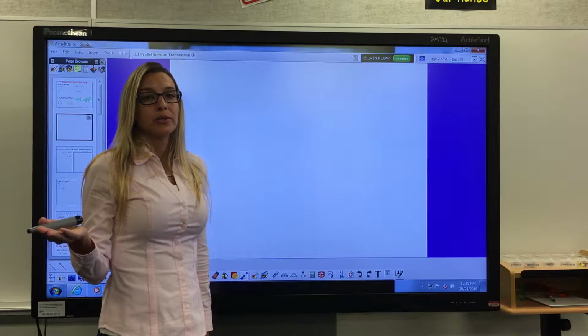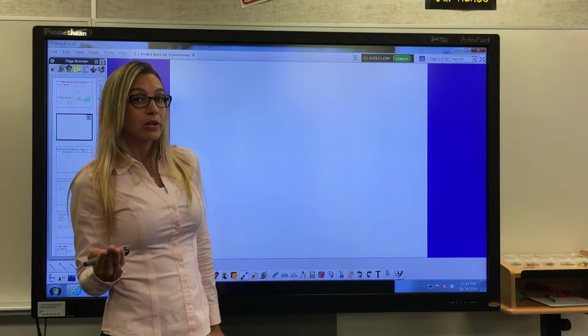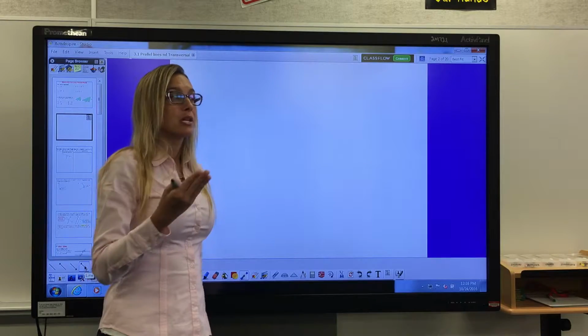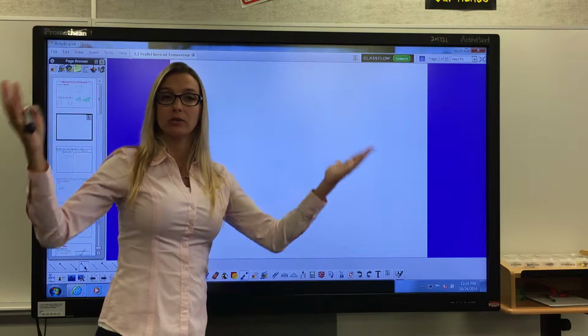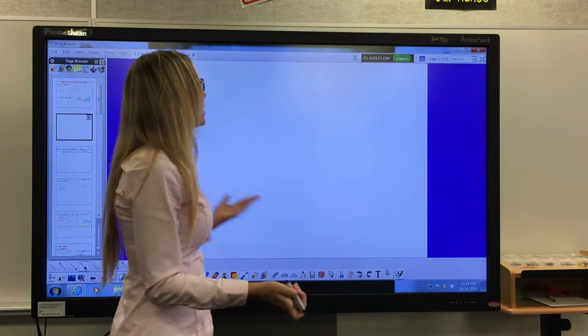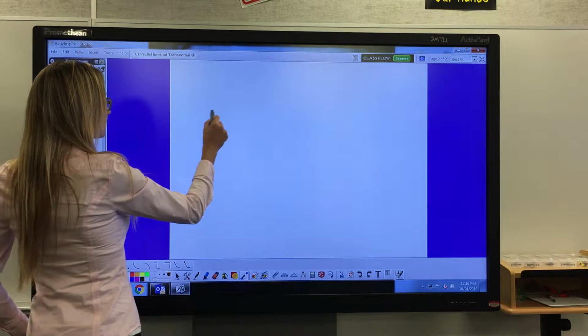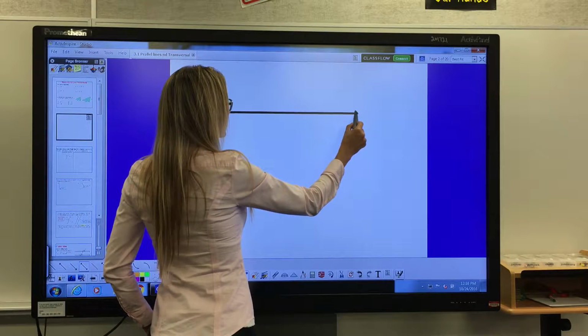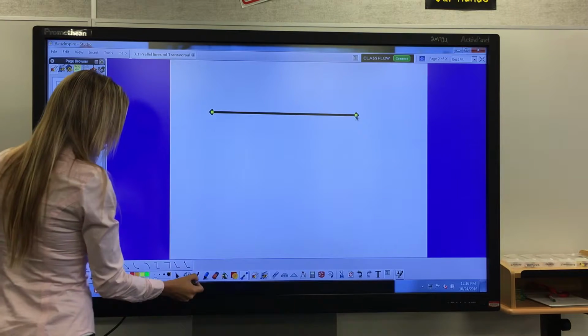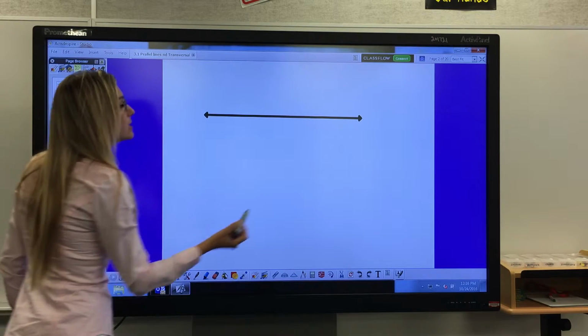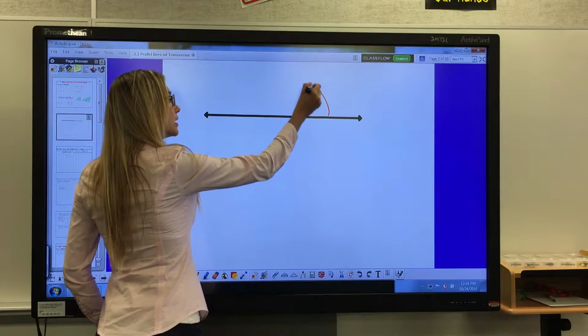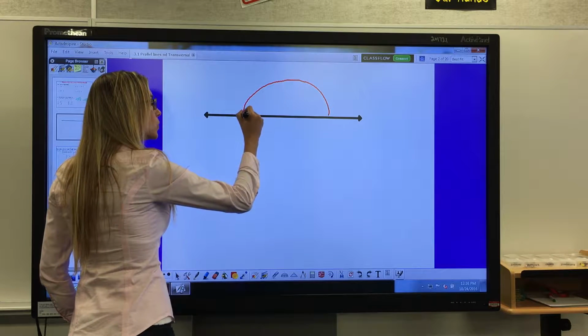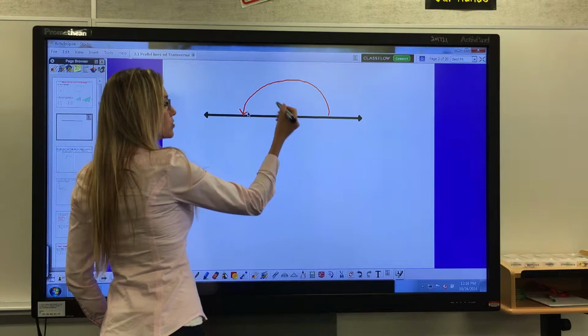talks about parallel lines and about angles of triangles, rectangles, and a lot of stuff that has to do with angles. Let's start with straight line. Straight line has 180 degrees in it, which means from one side to the next is 180 degrees.